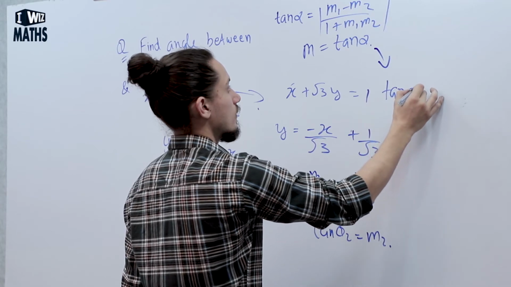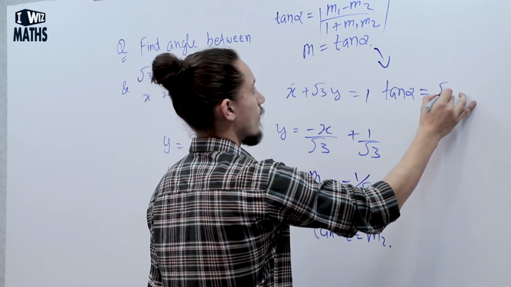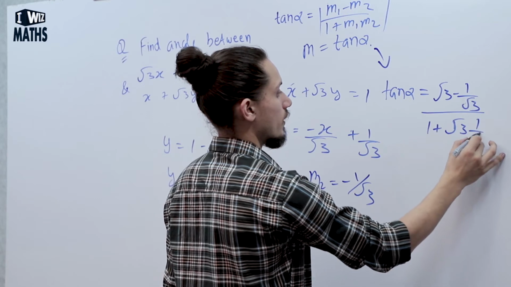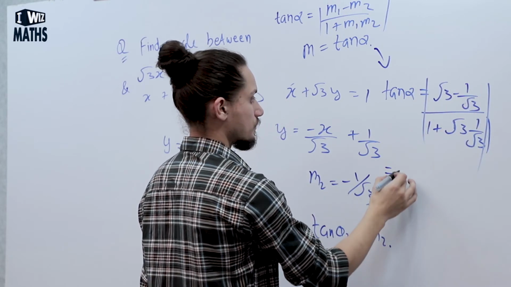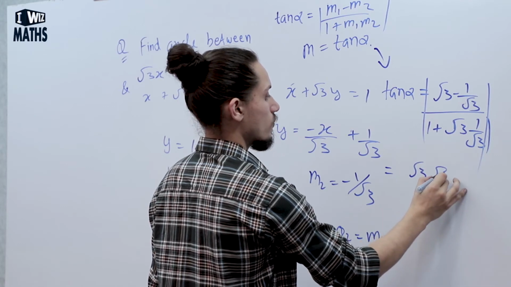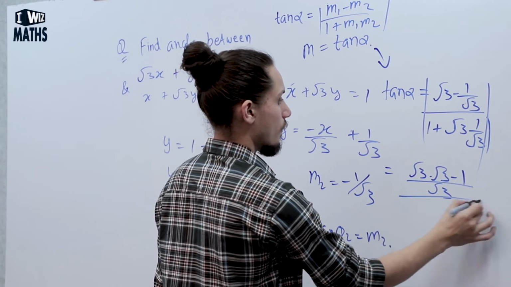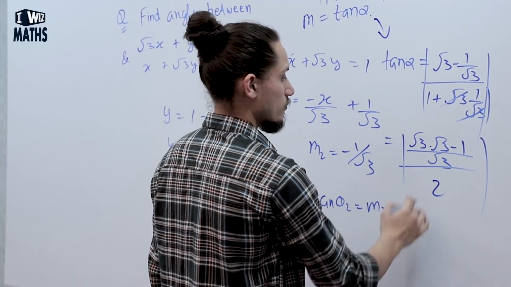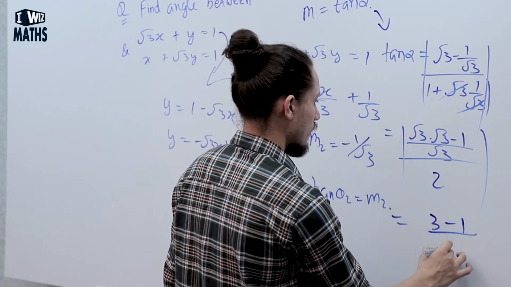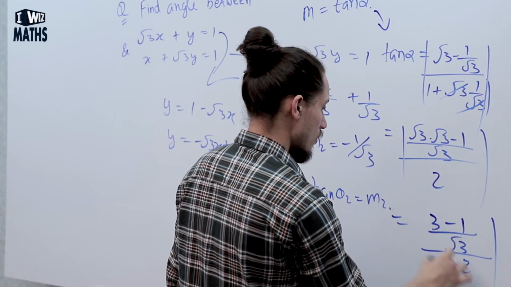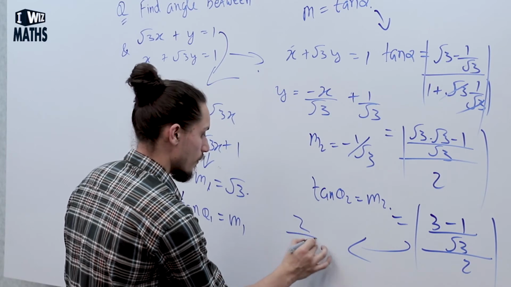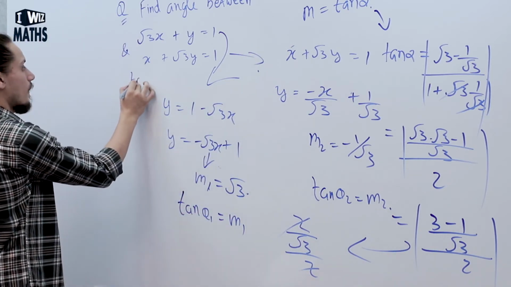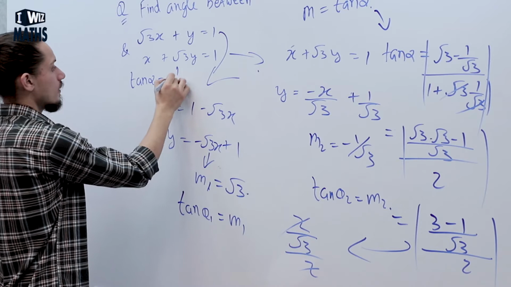tangent alpha is equal to m1 हमारे पास under the root 3 minus 1 upon under the root 3 divided by 1 plus under root 3 into 1 upon under the root 3, mod, which gives us under root 3 into under root 3 minus 1 upon under root 3 upon under root 3, under root 3 cancel, we get 1 plus 1, 2, mod, which is equal to under root 3 into under root 3 gives us 3 minus 1 upon under the root 3 divided by 2 mod, which gives us 2 upon under the root 3 upon 2, 2 से 2 cancel, so final result we get tangent alpha is equal to 1 upon under the root 3.